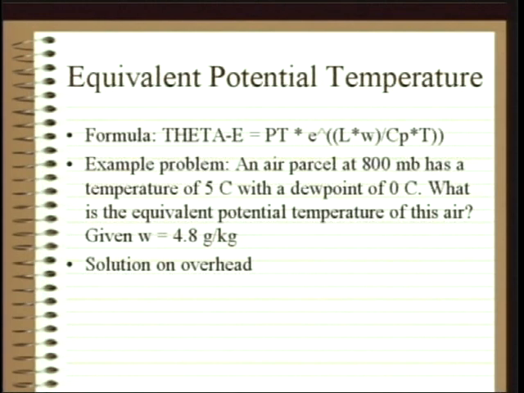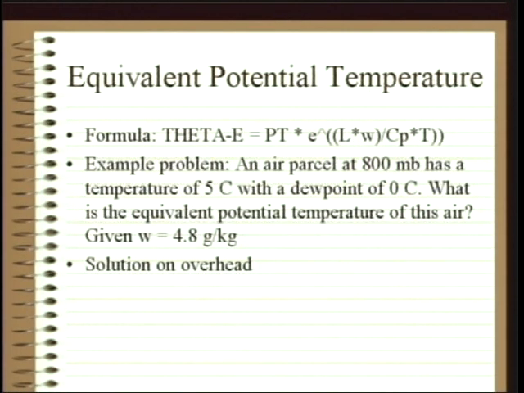We'll look at the formula now for the equivalent potential temperature. Another term for equivalent potential temperature is theta E. So we have a theta E value that is equal to the potential temperature and then multiplied by the exponent of those same terms that we looked at in the equivalent temperature.